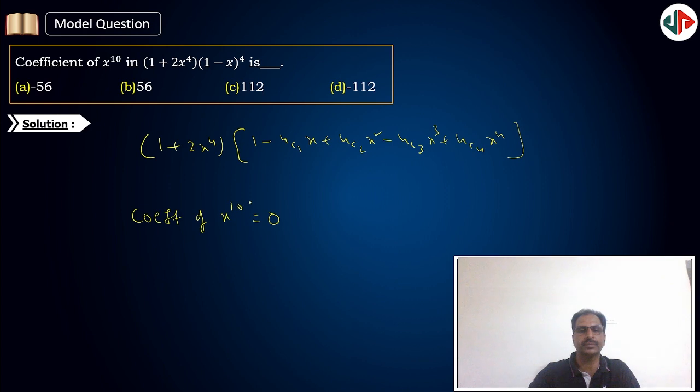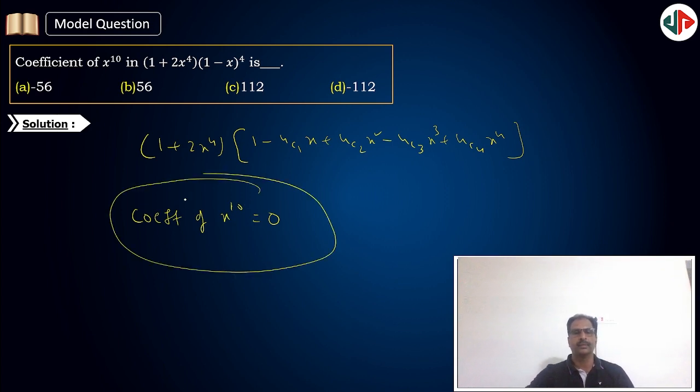There is no correct option, but the answer is 0. Because in this product, you don't get any coefficient of x power 10. X power 10 term will not be there. Maximum you have x power 8 only, so x power 10 term will not be there. So the answer is 0. So there is no correct option.